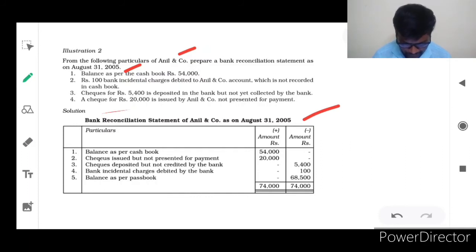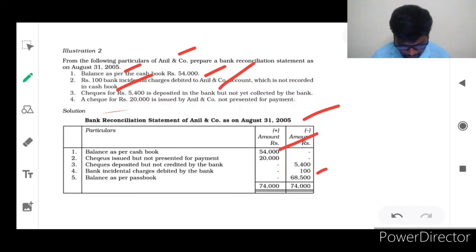Balance as per cash book 54,000. Directly enter balance as per cash book. Then what is the next one? Rupees 100 bank incidental charge debited to Anil and Co. account. So the bank directly debited 100 rupees for incidental charge. So these are transactional charges, which are not recorded in the cash book. We don't know; only after the passbook is printed will we come to know. Anyway, it is a minus figure of 100 rupees because the bankers debited it from your bank account.